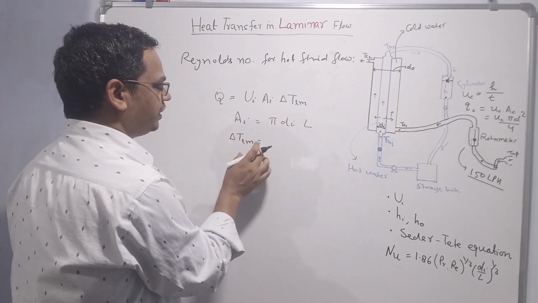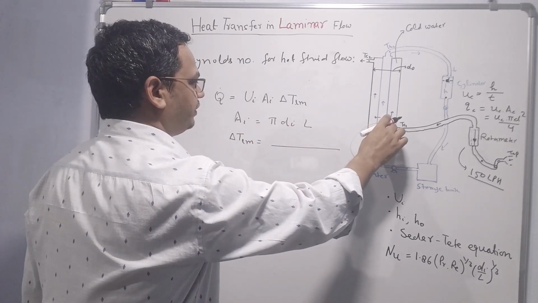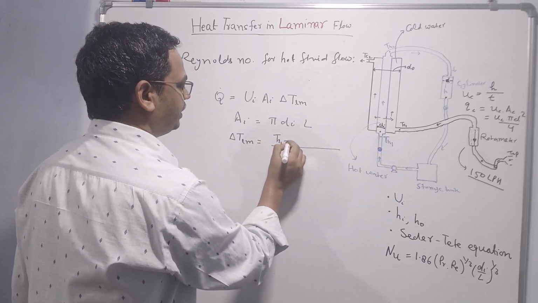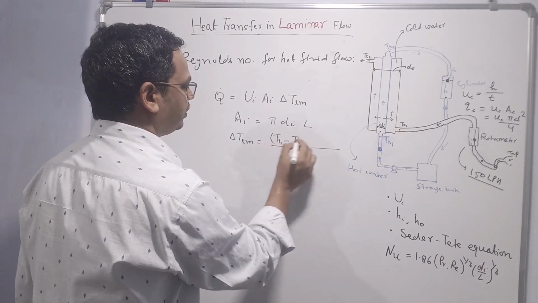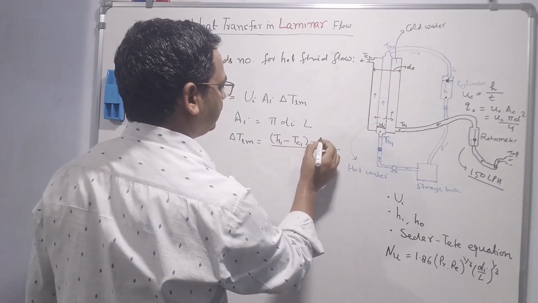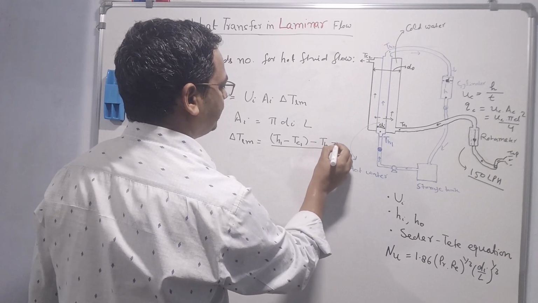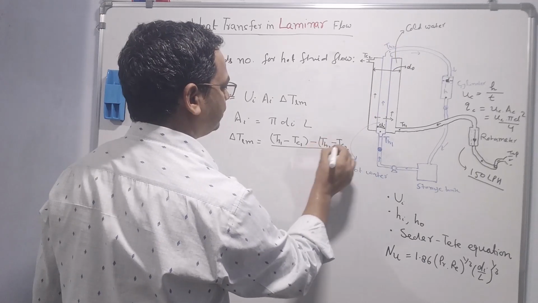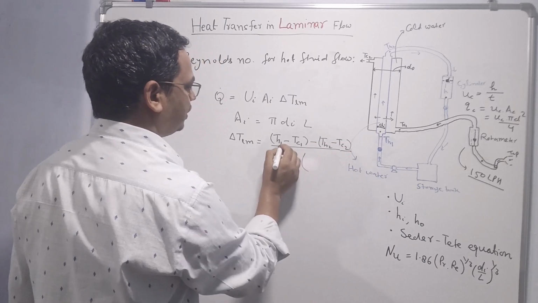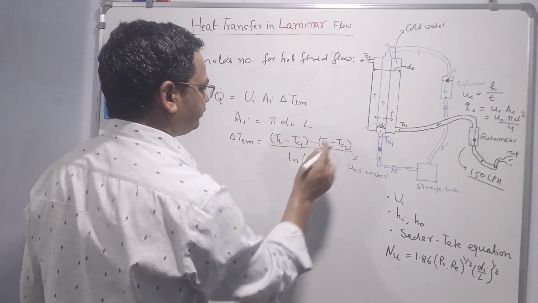ΔT_LM can be given as temperature difference at the inlet, T_H1 minus T_C1, minus temperature difference at the outlet, T_H2 minus T_C2, divided by ln of the ratio of these two.